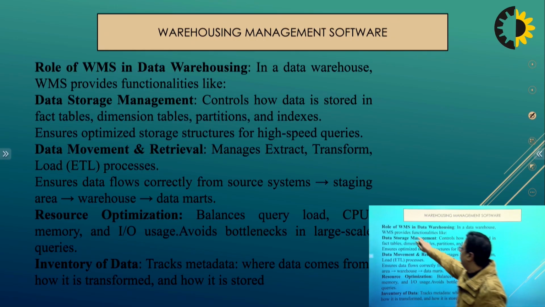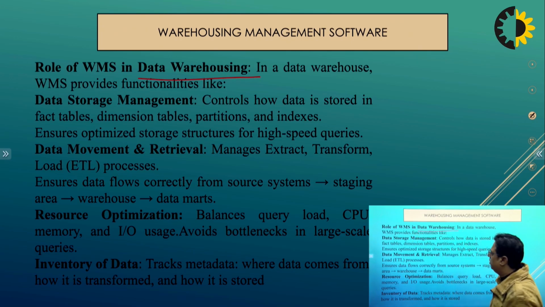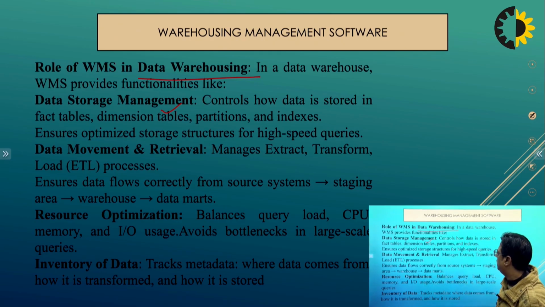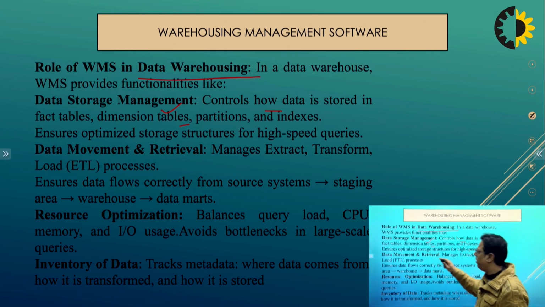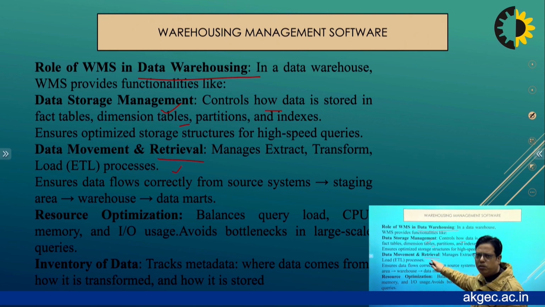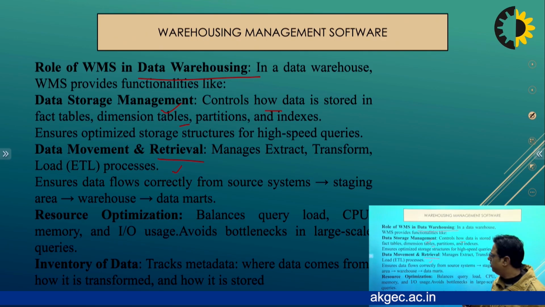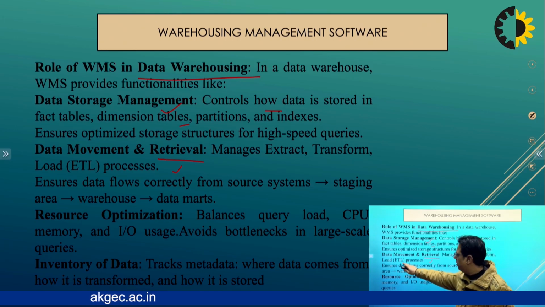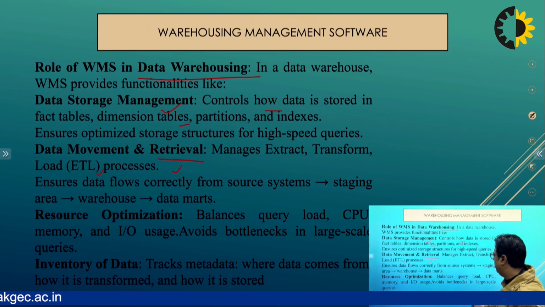What is the role of WMS in the data warehouse? First role is how to store the data in the data warehouse. Data storage management: it controls how data is stored in fact tables and dimension tables, and different types of schemas are available in the data warehouse. So we need to choose the schemas according to the data. Data movement and retrieval: basically it uses the ETL process, meaning extract the data from different locations, transform the data for consistency, reduce the redundancy of the data, and after transformation load the data into data staging areas.